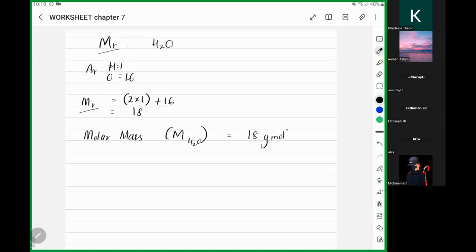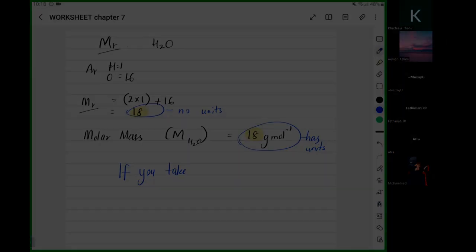So your question is, what is the difference between these two? The first difference is, this has no units and this has units. The reason why they are numerically the same is because of what Avogadro discovered. Avogadro discovered that if you take the element, or in this case a compound, the compound's mass in grams equal to its relative molecular mass always has 1 mole of molecules. That's what he found.